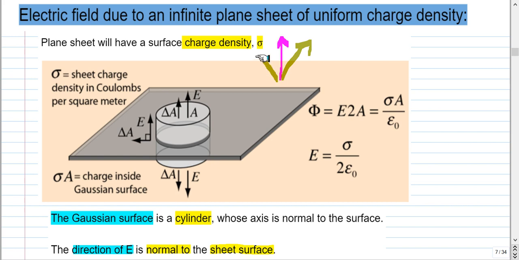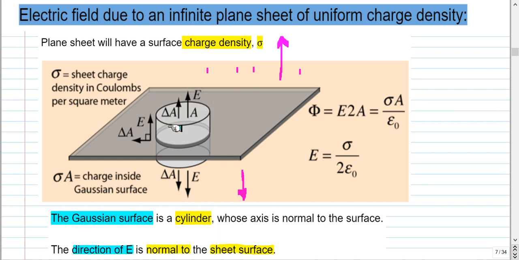So the electric field cannot be in this direction. The only possibility for the electric field is vertically upwards. Similarly, at the bottom, the electric field is vertically downwards. The electric field cannot be in any other direction because that would mean the charge on one side is more compared to the other side, which is not true. So this is the direction of the electric field, and at the same distance from the sheet, the magnitude will be the same. With this understanding, we can use Gauss law to get the electric field.